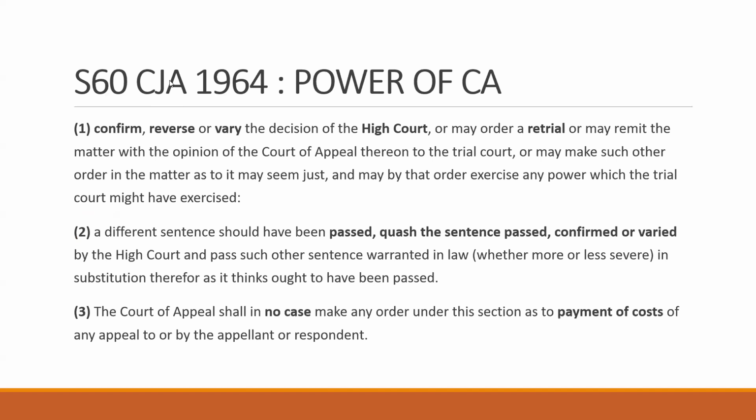Section 60 of your CJA provides the power of Court of Appeal. Okay, it can actually confirm, reverse, or vary. These 3 words must be remembered. Not just 3 words, sorry, plus a retrial. Confirm, reverse, vary the decision, or order a retrial. So these are the main powers of Court of Appeal when they make a decision.